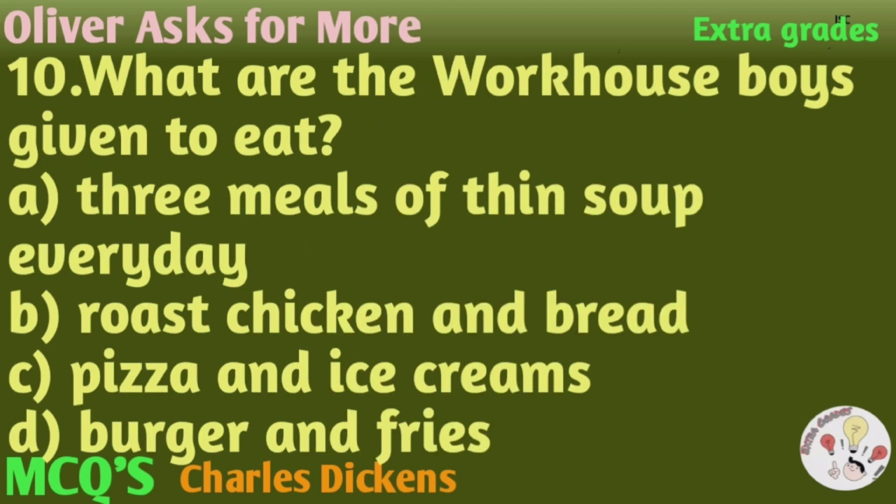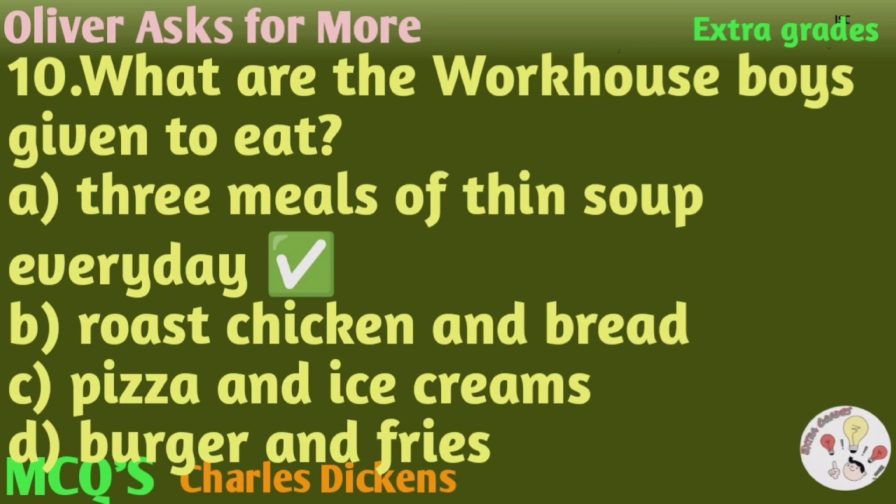Question number 10. What are the workhouse boys given to eat? The options are A, 3 meals of thin soup every day, B, roast chicken and bread, C, pizza and ice creams, D, burger and fries. And the correct option is A, 3 meals of thin soup every day.